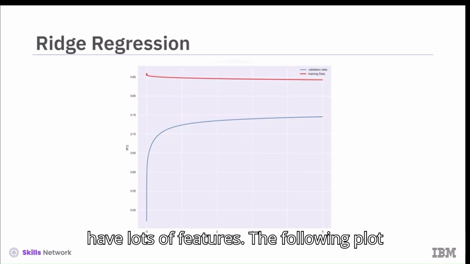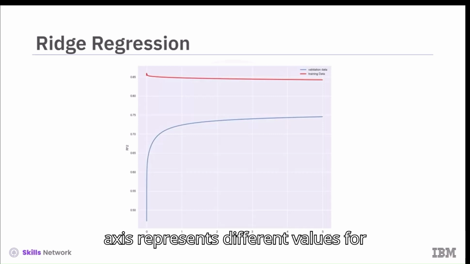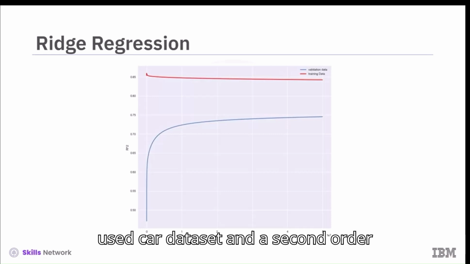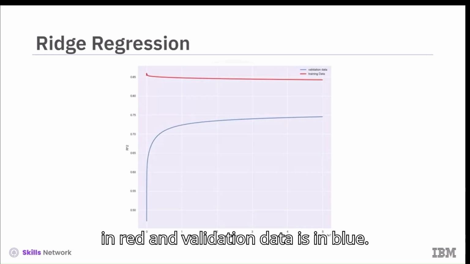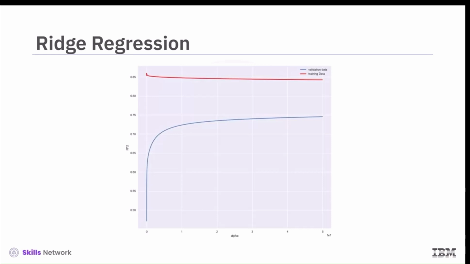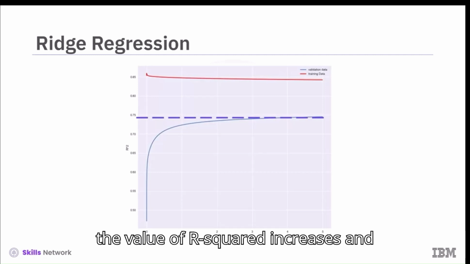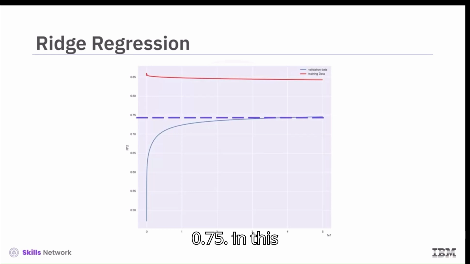The following plot shows the different values of R-squared on the vertical axis. The horizontal axis represents different values for alpha. We use several features from our used car dataset and a second-order polynomial function. The training data is in red and validation data is in blue. We see as the value for alpha increases, the value of R-squared increases and converges at approximately 0.75.